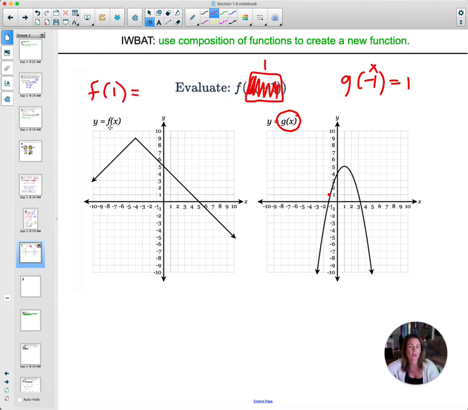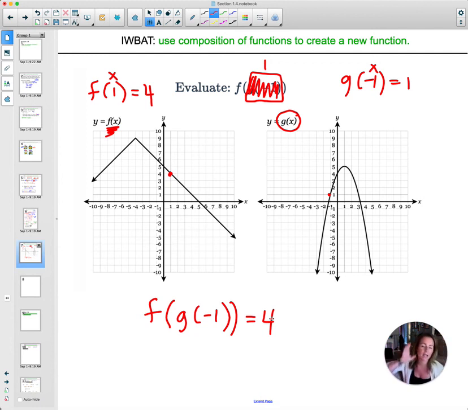Then we're going to go to the f function, plug in x equals 1, and figure out what our output is. Output meaning y value or height. So we're going to get 4. So f of g of negative 1 equals 4. Plugging negative 1 in, figuring out the output, taking that output, plugging it into the f function.